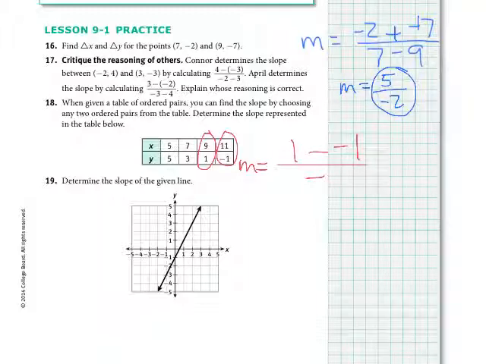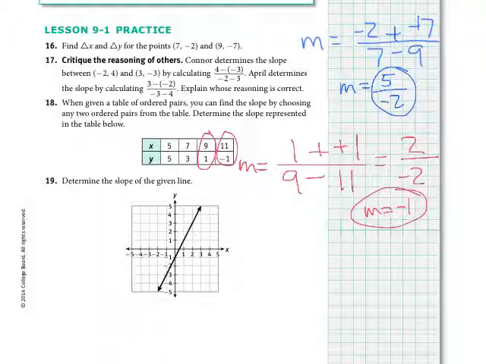Since I started with 1 on top, I need to start with 9 on bottom, so 9 and 11. Anytime I see that minus a negative, I change it to plus a positive. 1 plus 1 is 2 on top. 9 minus 11 is -2 on bottom. 2 divided by negative 2 is m equals negative 1. So I have a slope of negative 1 for number 18. And lastly, number 19. Are there any questions before I move on to 19?